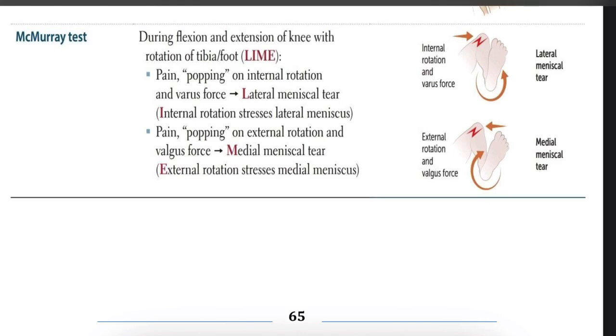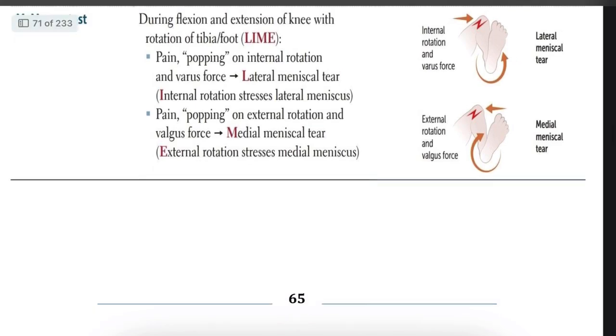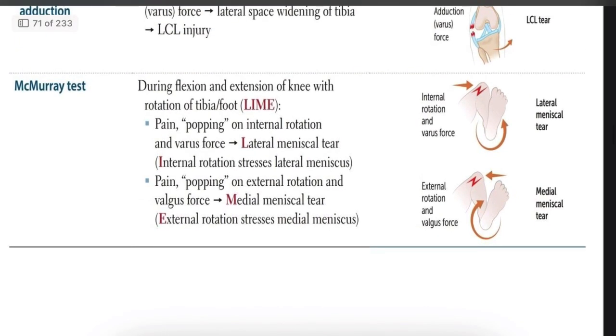If we externally rotate the foot and the valgus stress is positive, then slowly extend the knee, and we have to suspect the medial meniscus. If we internally rotate the foot with a varus stress and slowly extend the knee, and it is positive, the lateral meniscus is involved. Okay. So these are some tests, or signs and procedures, and how we can do them.